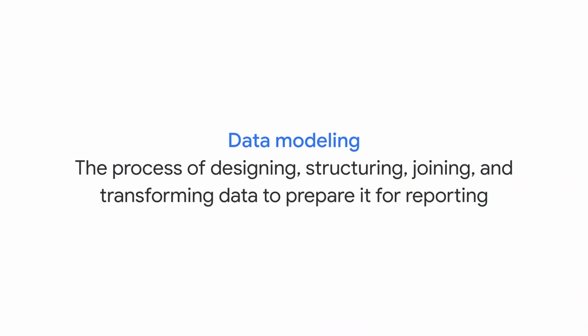Data modeling is the process of designing, structuring, joining, and transforming data to prepare it for reporting. Really, it's a form of manipulating data so that it's much easier to work with and understand. For example, through data modeling, you can define a join between two data sets and format a column so values are uniform. Or you could define metrics or key performance indicators, also known as KPIs.